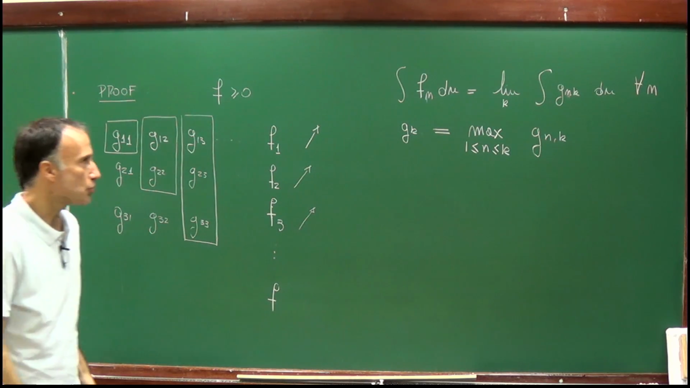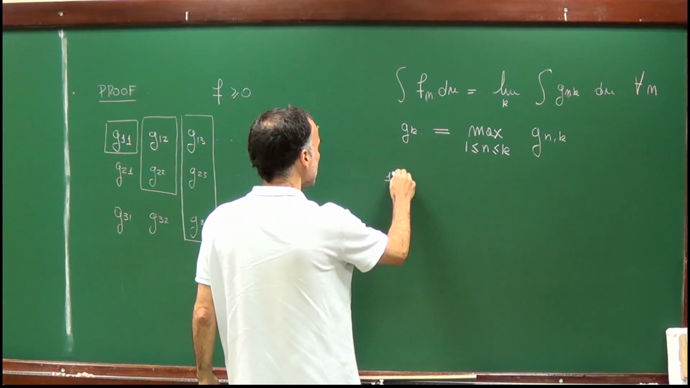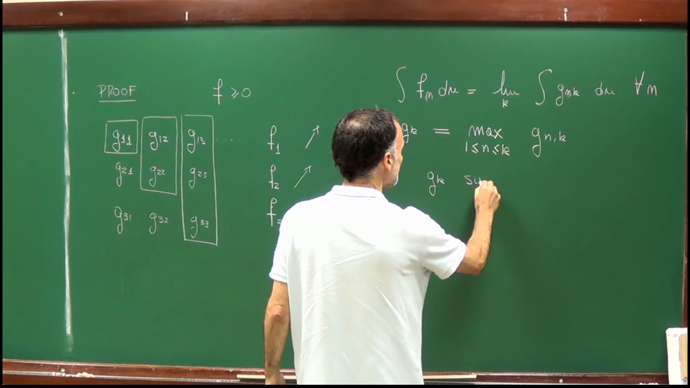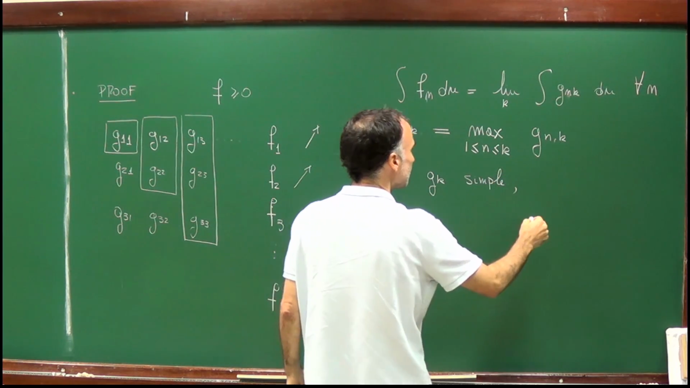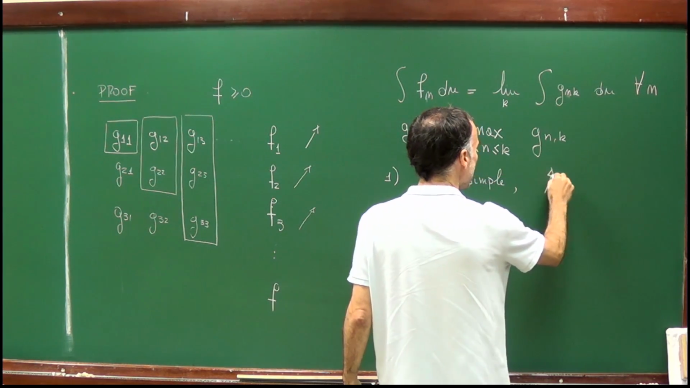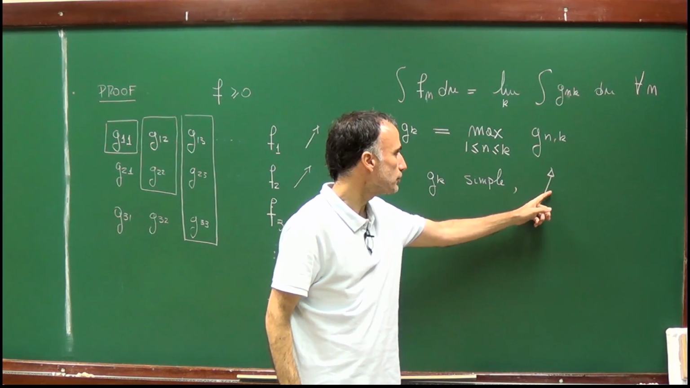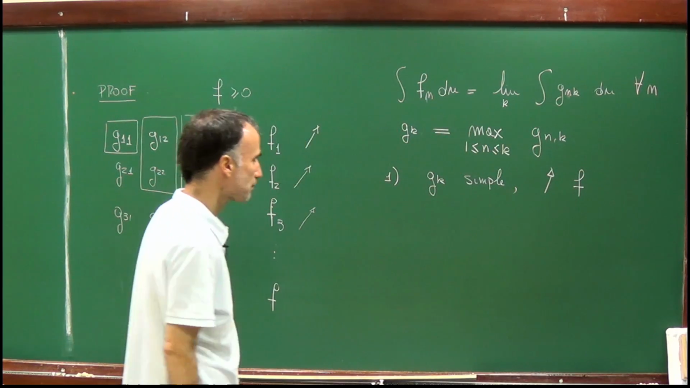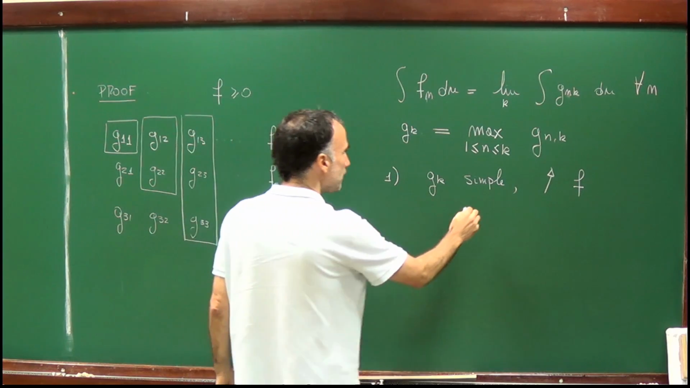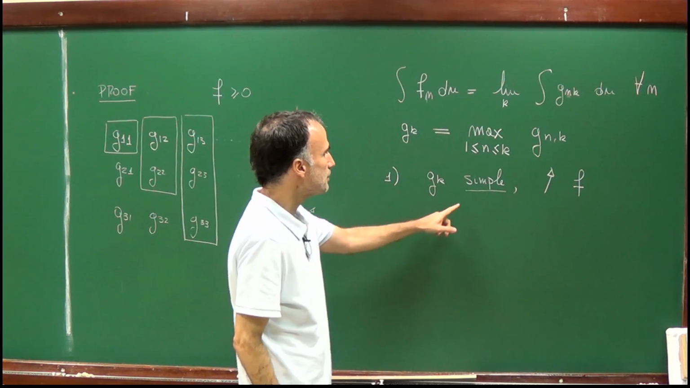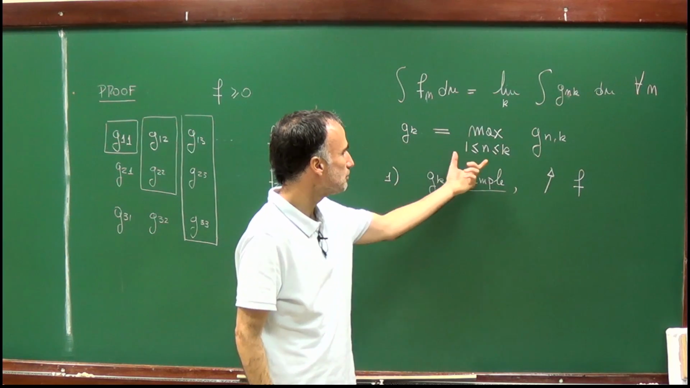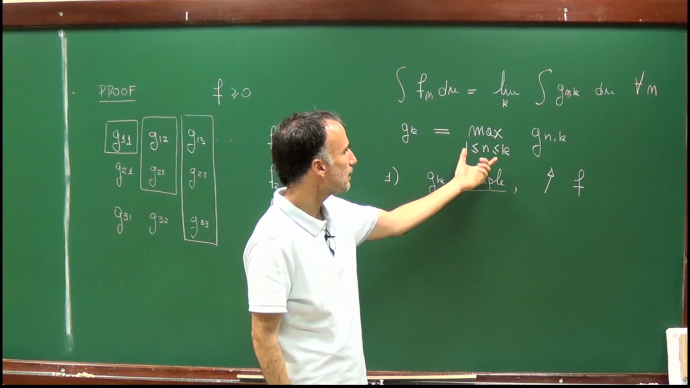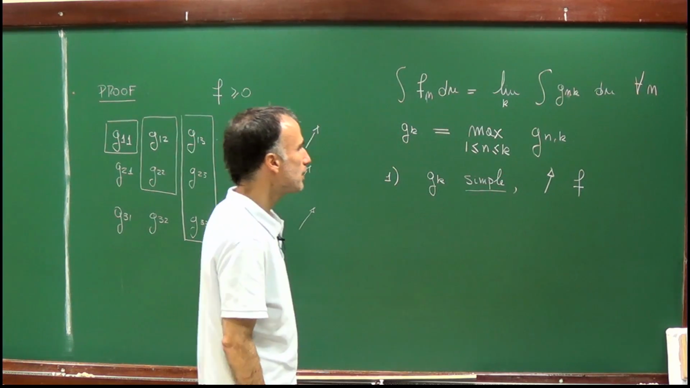And now I have to show many things. I have to show that g_k are simple functions, that they are increasing, so that the sequence is monotone, and that it's increasing in fact to the function f. That the function is simple is very easy, because g_k is a maximum over a finite number of simple functions. So it's very easy to show that a maximum over a finite set of simple functions is a simple function.